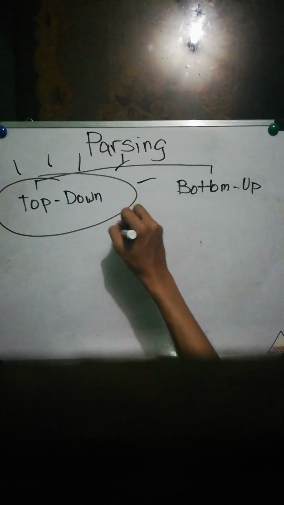Hi guys, we have learned from the previous video that syntax analyzers follow production rules defined by means of context-free grammar, and the way these are implemented divides parsing into two types, top-down and bottom-up. In this video, we will talk about top-down parsing.